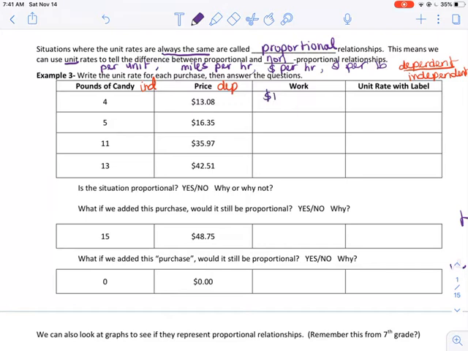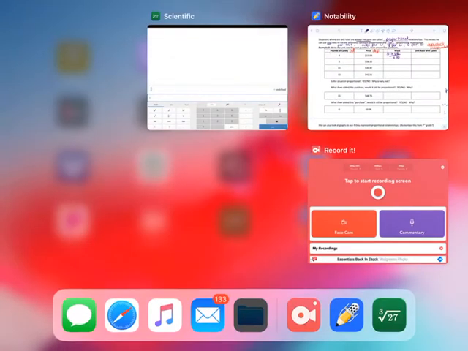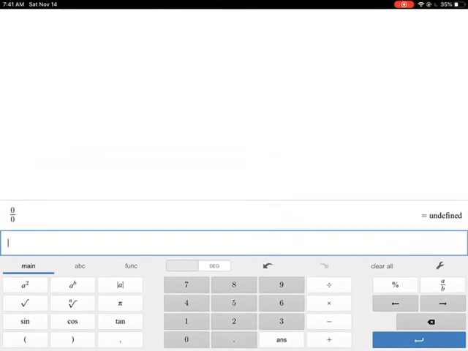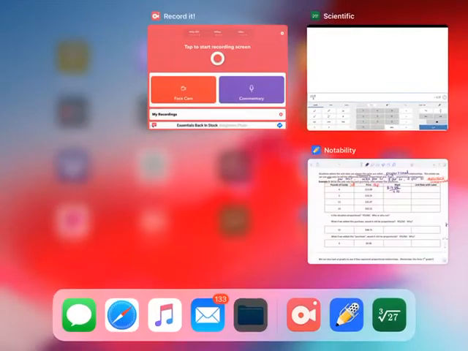And you probably could have done that in your head. You could have just been like, oh, it should be dollars per pound. So you don't always have to remember what I tell you, as long as you are figuring out the right unit rate. So we're going to divide those two numbers to find out the unit rate. All right, 13.08 divided by 4, 3.27.